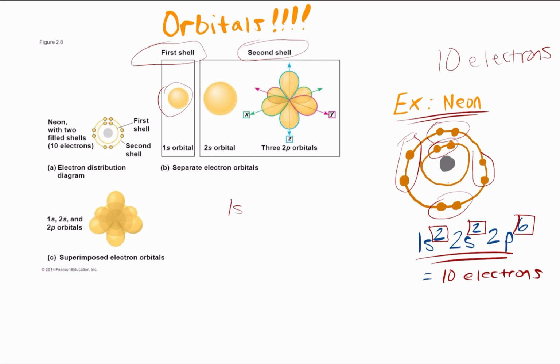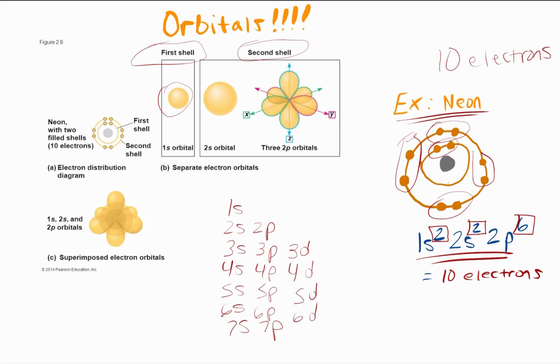So it's 1s, 2s, 3s, 4s, 5s, 6s. Bear with me, guys. I know this is kind of crazy. 2p, 3p, 4p, 5p, 6p, 7p, let's see, 3d, 4d, 5d, 6d, 4f, and 5f.